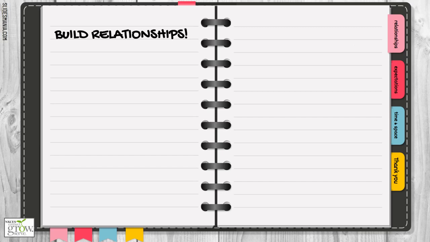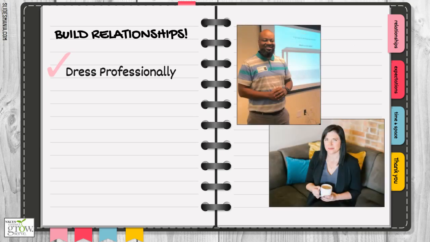So, for substitute teachers, building relationships in a short amount of time can be challenging. So, here's a few notes on how you can do this. Dress professionally. How you dress matters. If your clothing shows that you're serious about your position as their teacher, students pick up on this. The way you dress can affect how you're perceived by students.